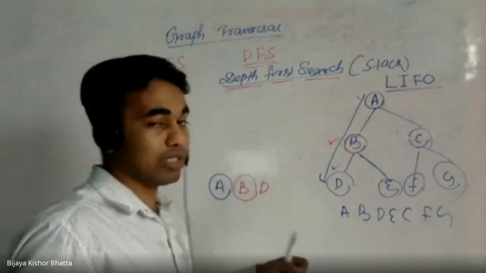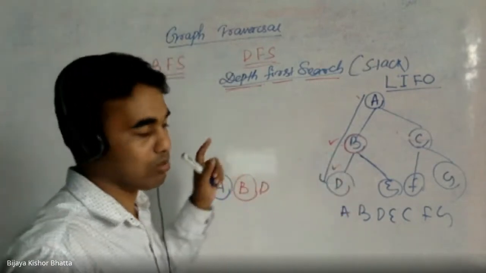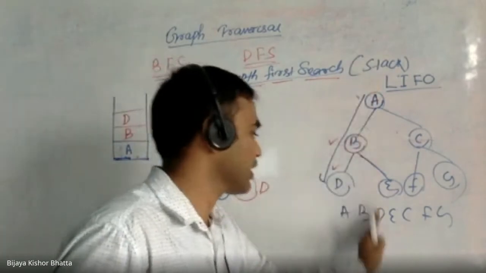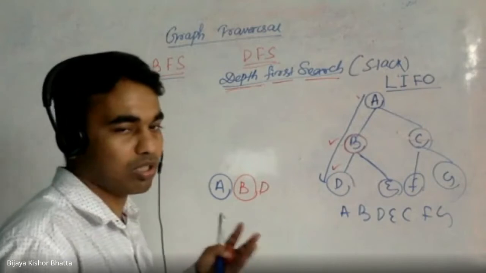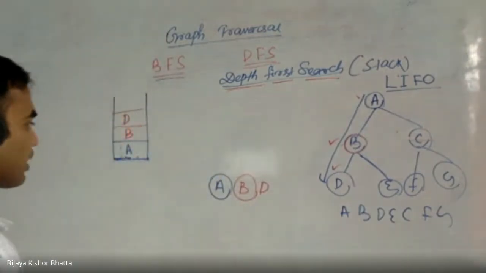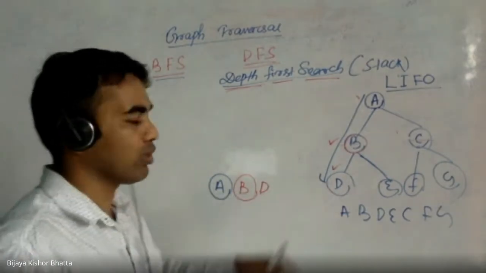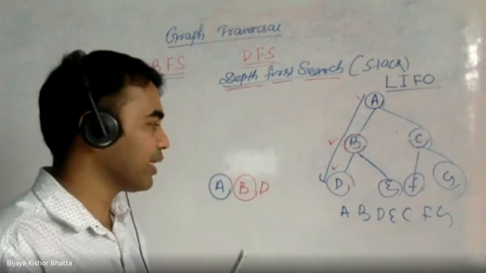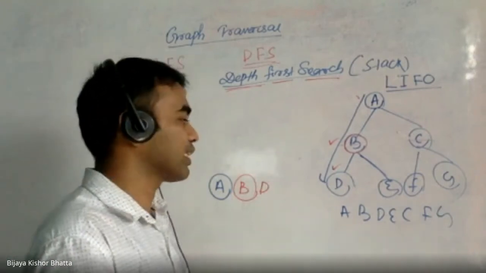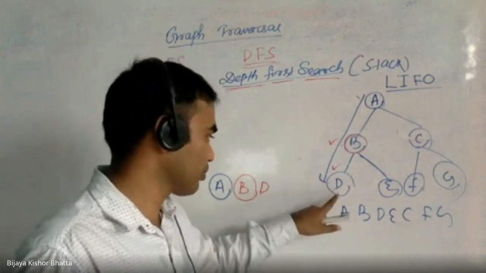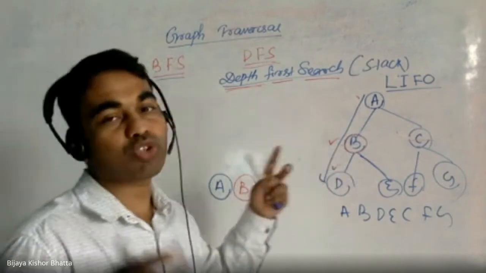Instead of going to D, you can choose E also. That is fine. You will go any depth. The main objective is that you keep on going in depth. It could be left depth or right depth, there is no such definition. Okay, so now A, B, D. Once D is over, you ask the same question to D. Hey D, do you have any adjacent vertex which is not covered till now? No such vertex exists, since the only adjacent vertex of D is B.